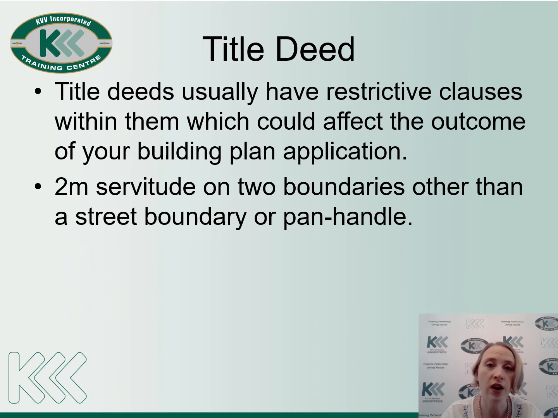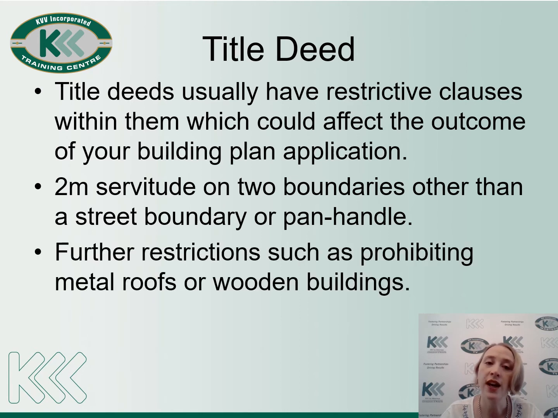If your building is going to be over the 2-meter servitude line, you need to either move your building or you'll have to apply for relaxation of building lines. Your title deed may also restrict the type of building that is allowed on the property, such as prohibiting metal roofs or wooden buildings.